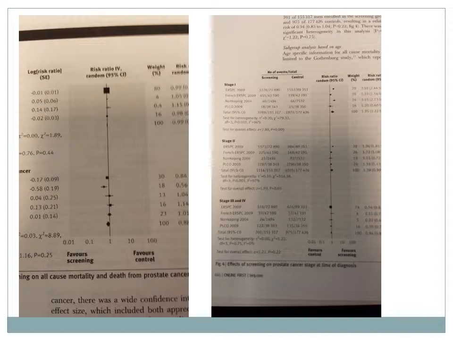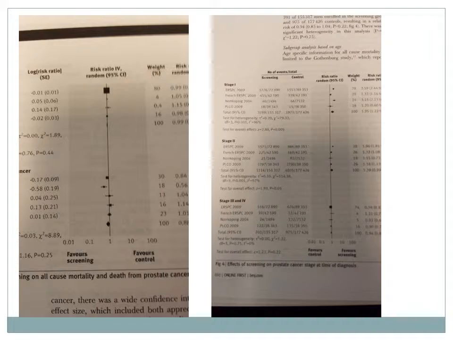So there are 2 of these graphs, like the ones you saw in the breast cancer article. The one on the left looks at the effect of screening on all-cause mortality and also death from prostate cancer. And you can see that most of the studies were fairly neutral on this. I should also mention that the size of the box has to do with the number of participants in the trial. So the top study had the most men in it, the other ones had fewer men.